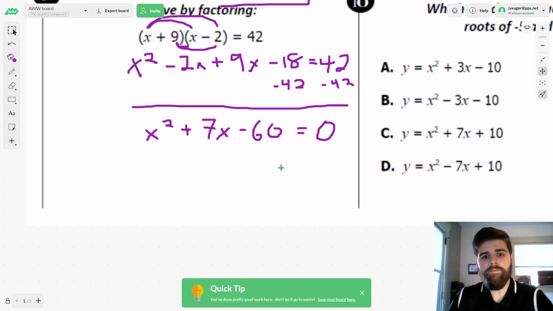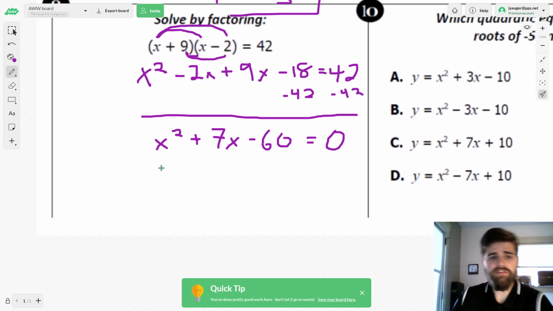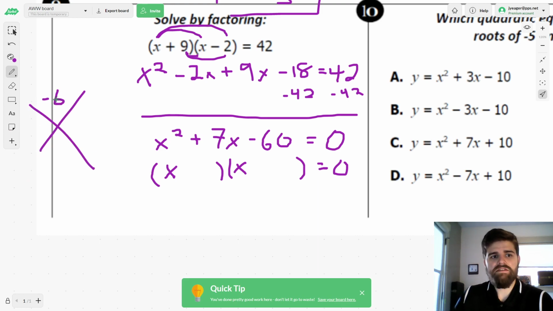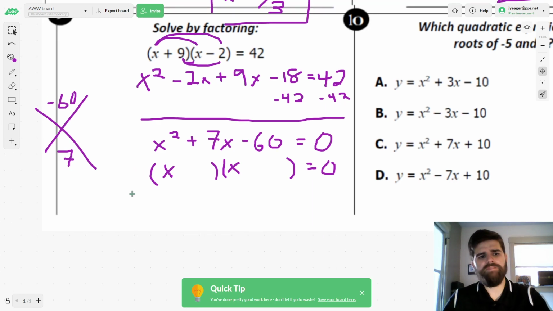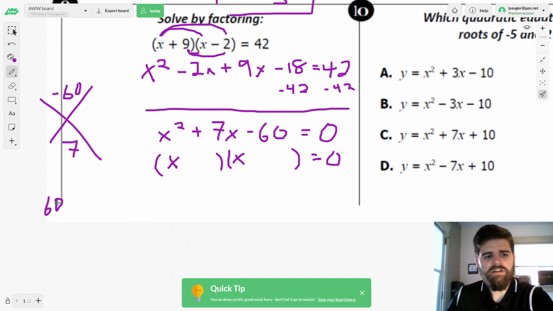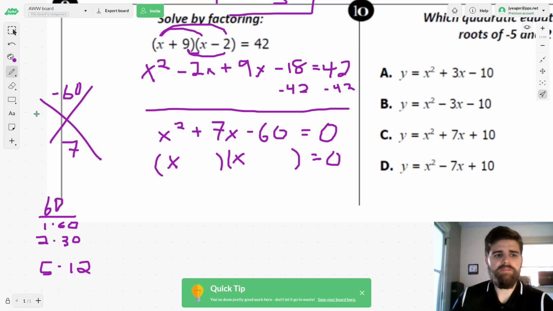All right, so now I've got to factor this down, right? Now that we're equal to 0, we can go through the factoring process and break this back down into two pieces multiplied together. So I know I'm going to have x times x. And then I've got to find something that multiplies to get negative 60 and at the same time adds up to 7. Let's see. Thinking through my factors of 60, you might have to write them all out. But something just came to mind. What about 5 times 12? 5 times 12 makes 60 and has a difference of 7. So I think that's going to work for me.